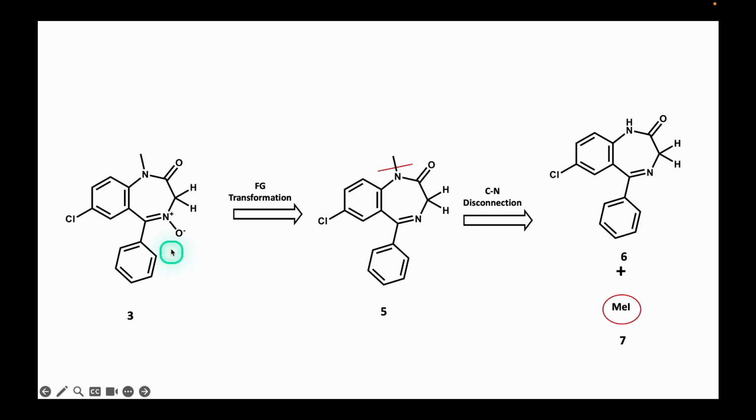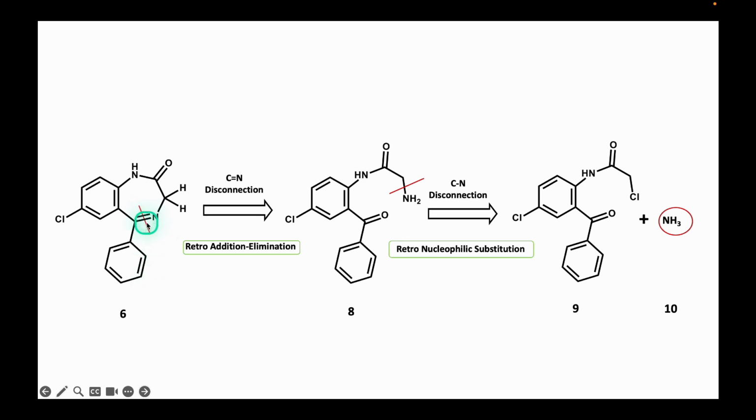A functional group transformation of compound 3 generates the unlabeled diazepam, compound 5. A carbon-nitrogen disconnection leads to the formation of 6-methyl iodide as a raw material. The imino group in 6 functions as a retron and through a carbon-nitrogen double bond disconnection, based on an addition-elimination reaction, opens the heterocyclic ring, generating aminobenzophenone 8.